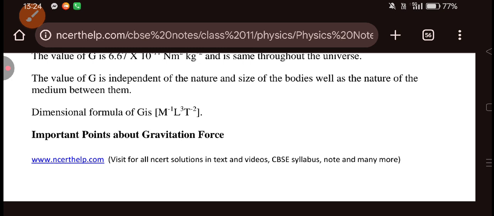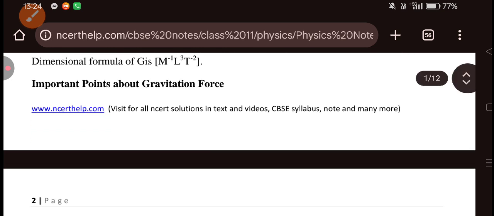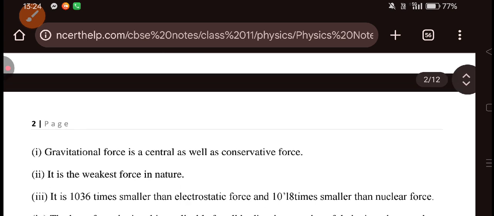The dimension formula of G, the universal gravitational constant, is M raised to power minus 1, L raised to power 3, and T raised to power minus 2. Now let's see important points about gravitational force, not the gravitational constant.